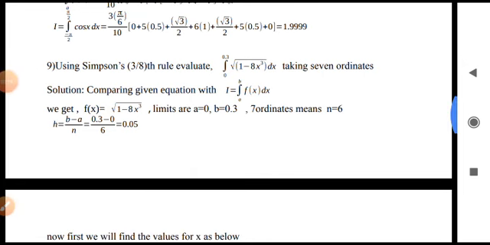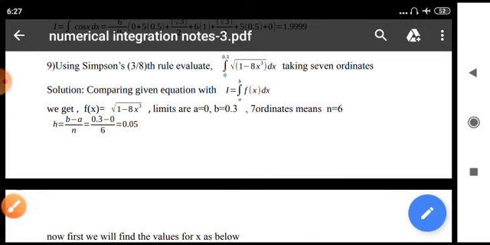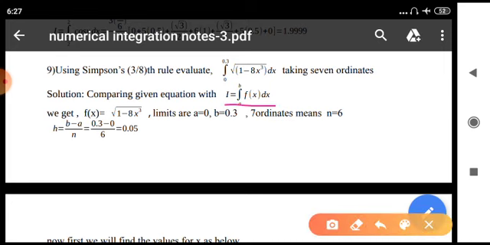Ninth problem. Using Simpson's 3/8 rule, evaluate the integral from 0 to 0.3 of square root of 1 minus 8x cube dx, taking 7 ordinates. 7 ordinates means n is 6. So the first step, compare the given equation with integration from a to b of f of x dx. We get f of x as square root of 1 minus 8x cube, lower limit a as 0, b as 0.3. The h value is given by (b minus a) by n, that is (0.3 minus 0) by 6, which is 0.05.